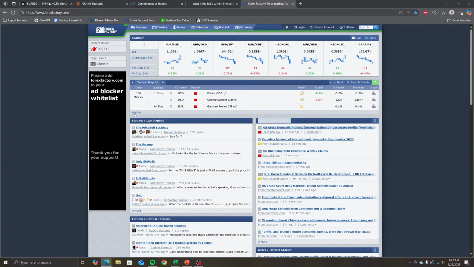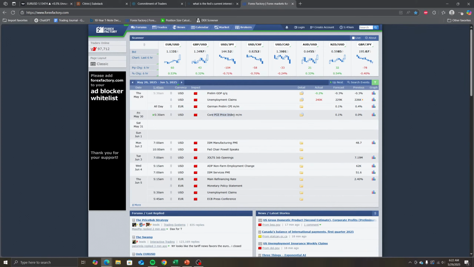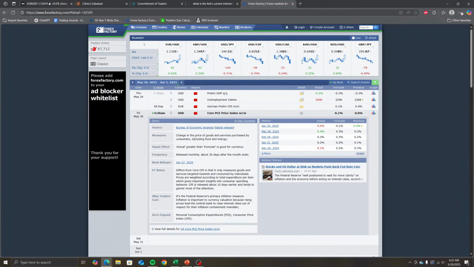Because there's nothing coming out tomorrow, right? So, core PCE, what the heck even is that? Changes in the price of goods and services purchased by consumers, including energy, differs from core CPI in that it only measures goods and services targeted towards and consumed by individuals. Prices are weighted according to total expenditure per item, which gives important insights into consumer spending behavior. CPI is released about 10 days earlier and tends to garner most of the attention. So this measures inflation, personal consumption expenditures. Alright.